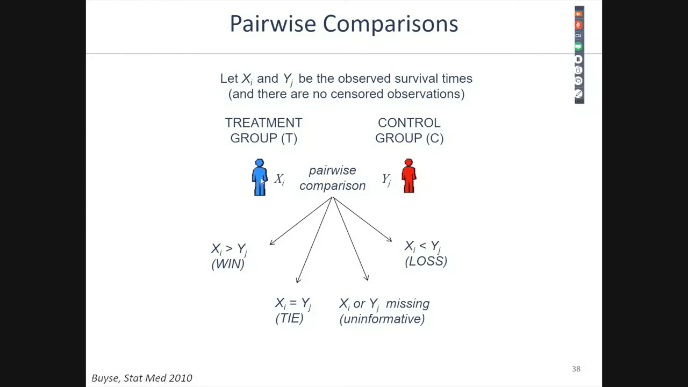You could compare each patient from a treatment group with each patient in a control group and decide whether survival time for the treated patient is better than for the control patient. We will call this pair a win. There may be longer survival time for a control patient. This would be a loss. And if the two are equal, we would have a tie, or if one of the outcomes is missing, we would call the pair uninformative.